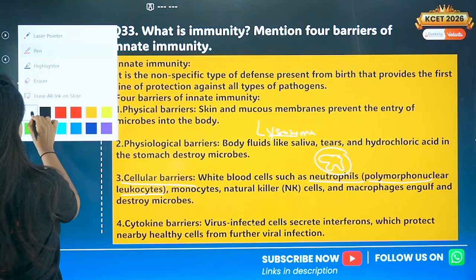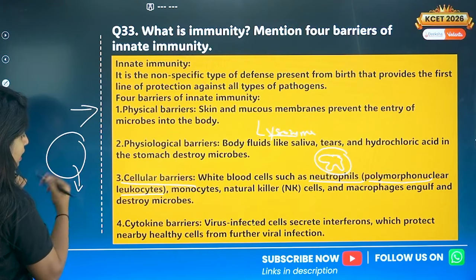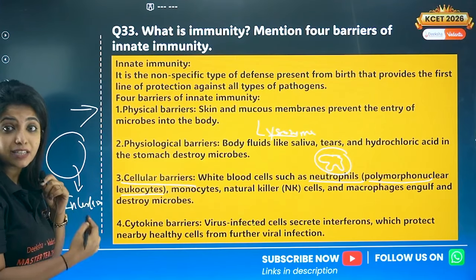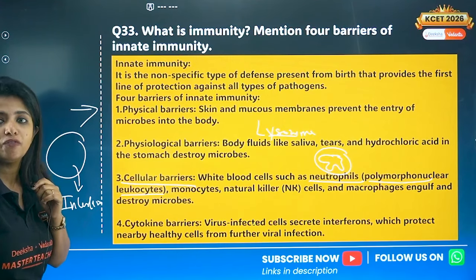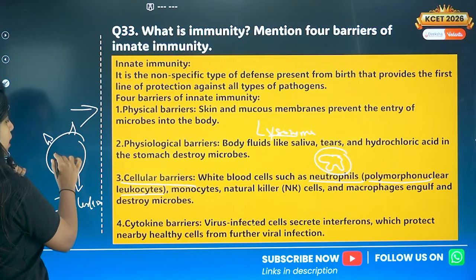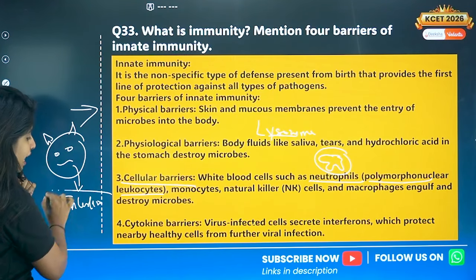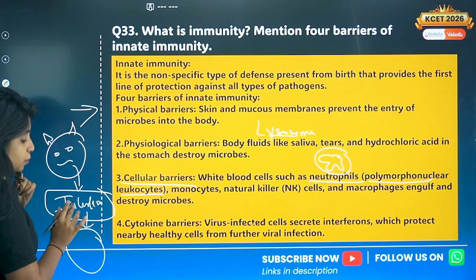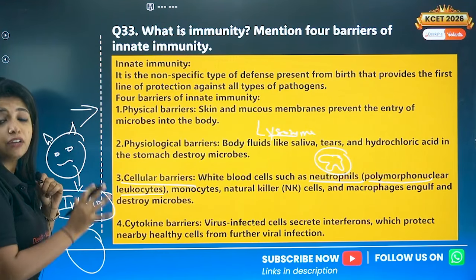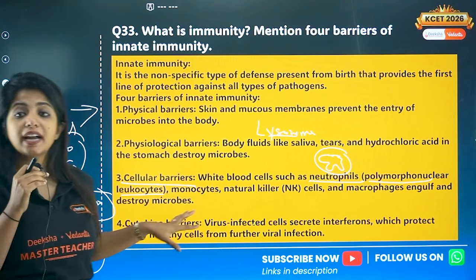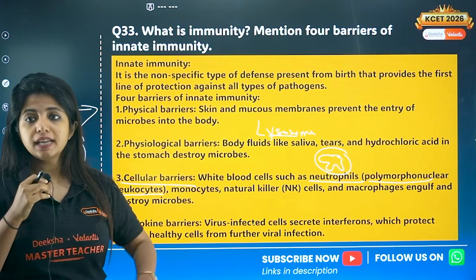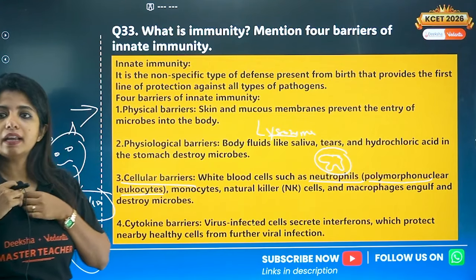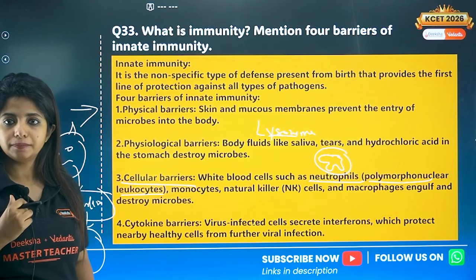So certain cells which are infected by something would be releasing interferons, which can save other cells from being infected. For example, this cell is being infected by a virus. Now this cell is releasing a cytokine, that is interferon. And what does the interferon do? It tells the other cell to be safe. If there is a virus attack in our body, you have to be safe. So those are an example of cytokine barriers. So virus infected cells secrete interferons which protect nearby healthy cells from further viral infection. I hope that is clear.